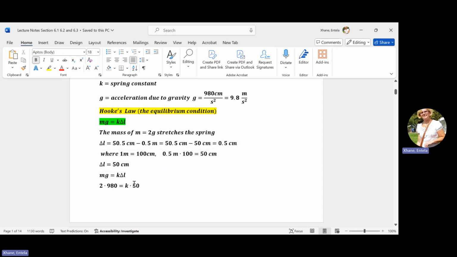So now I see a typo in there. I don't know why I multiplied this by 50, because it's 50.5 minus 50, that's 0.5 centimeters. So that should be a 0.5. I hope I did not mess up.